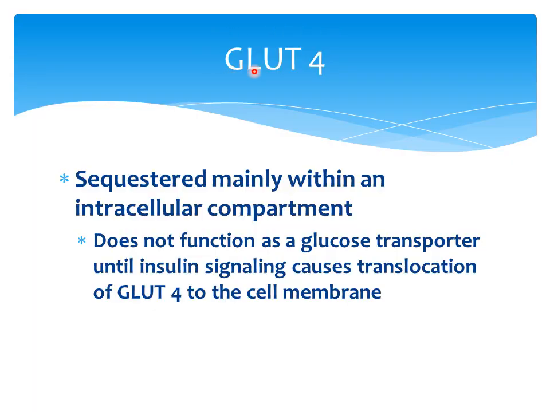So, glucose transporter 4, which is sequestrated mainly within the intracellular compartment, that is the cytoplasm of the muscle and adipose cell, does not function as a glucose transporter until insulin binding and signaling causes translocation of the glucose transporter 4 to the muscle cell membrane or the adipose cell membrane.